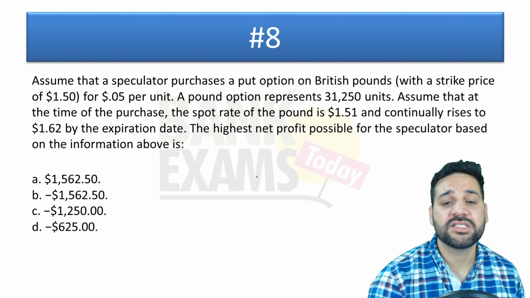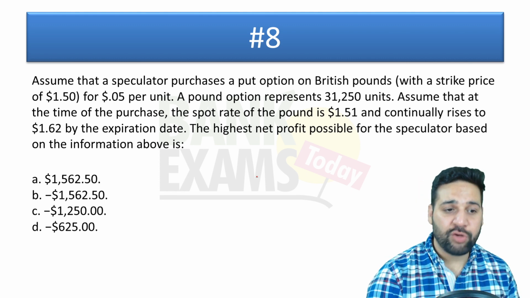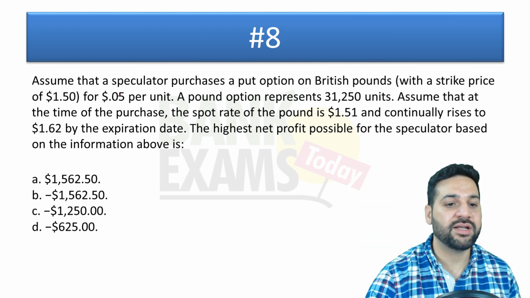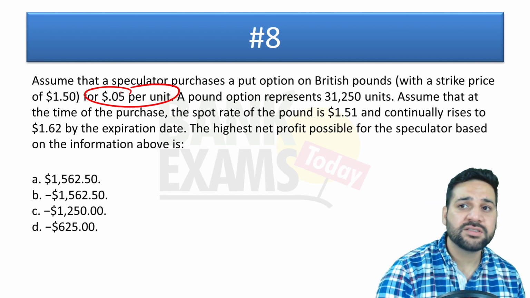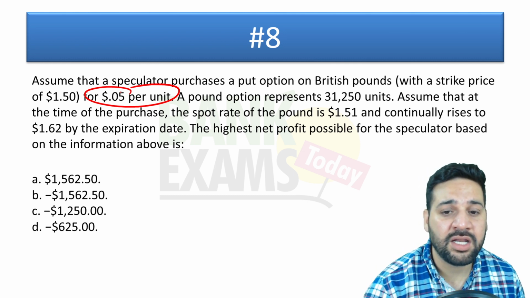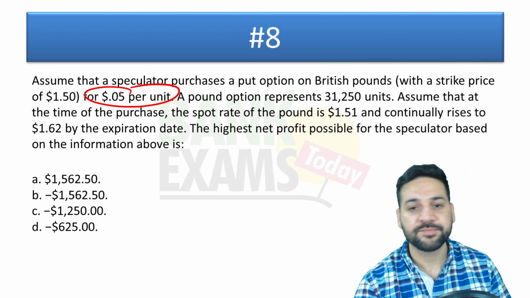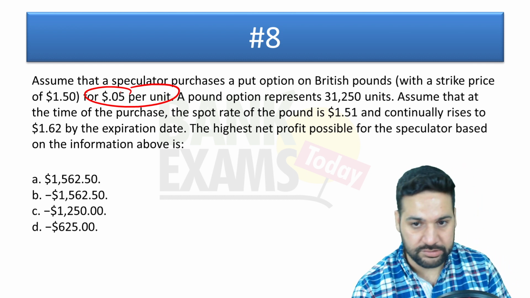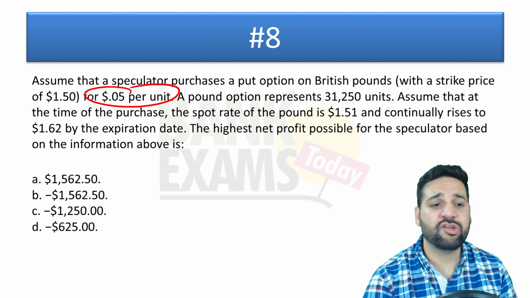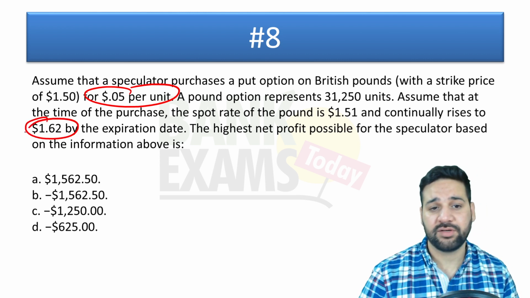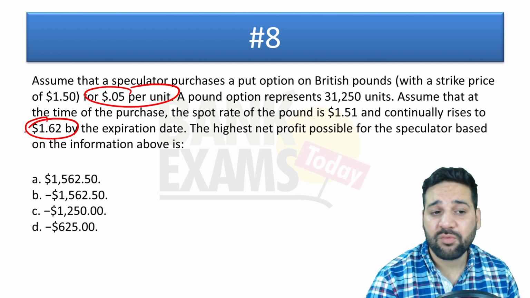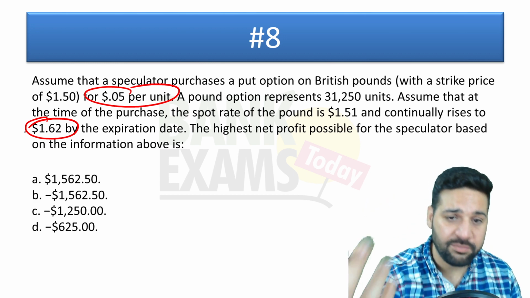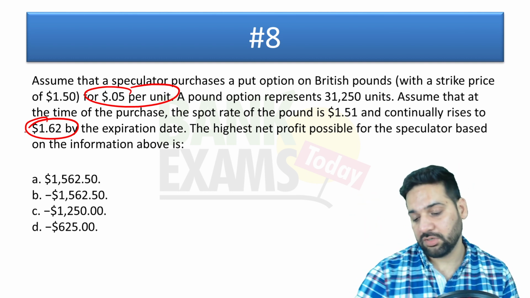Assume that a speculator purchases a put option on British pounds with a strike price of $1.5 for 0.05 per unit. So 0.05 per unit is the premium. A pound option represents 31,250 units. Assume that at the time of purchase, the spot rate is $1.15 and continually rises to 1.62 at the expiry date. So why would you buy at 1.62? What is the highest net profit or net loss possible? Give me the correct answer in the super chat.